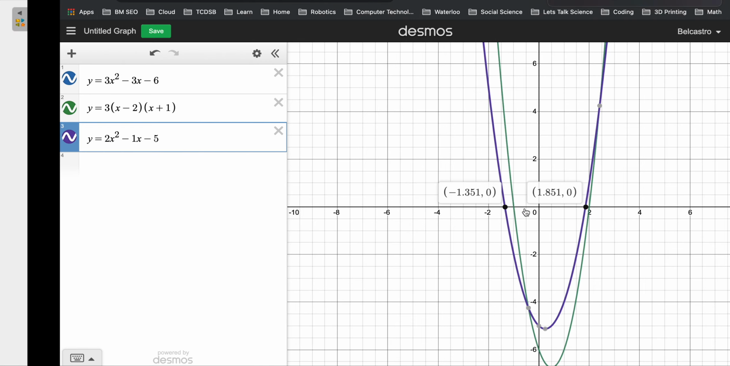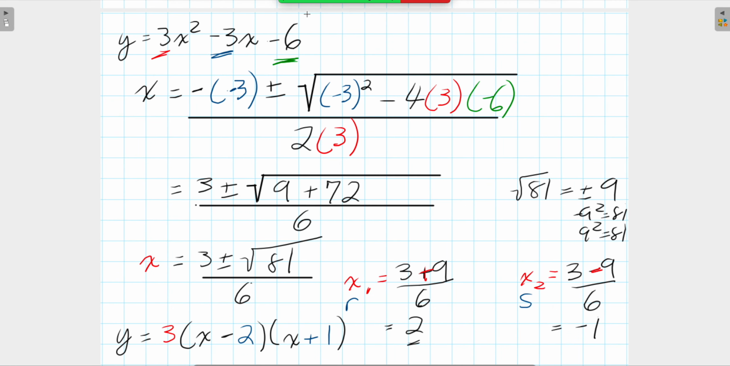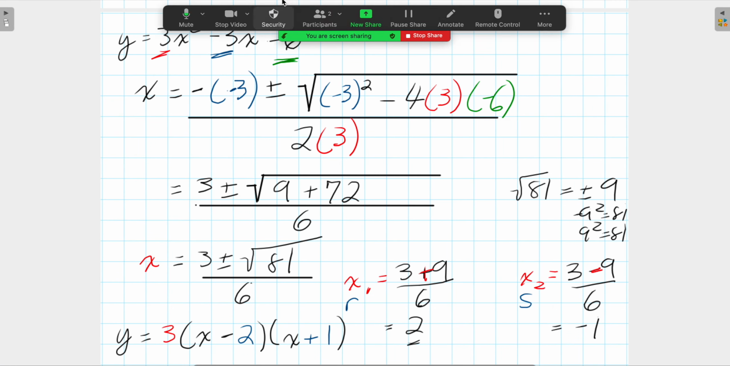I'm going to jump to another page here. 2, negative 1, negative 5. Okay? And remember, we could have done factoring on the other one.